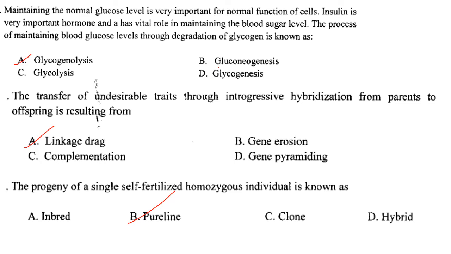Then next one. The progeny of a single self-fertilized homozygous individual is known as pure line. Answer is option B. So plants are considered inbred when the offspring, that is progeny, from a self-fertilized plant look identical to the parent as well as identical to one another. Then clone, it is a group of individuals of like genotypic constitution. And pure line, it is a group of individuals traceable through solely self-fertile in a single homozygous ancestor. And hybrid, you all know what is a hybrid.